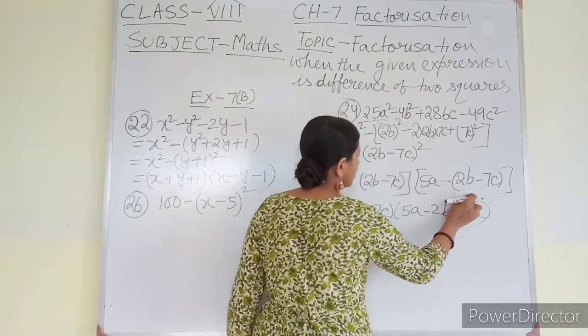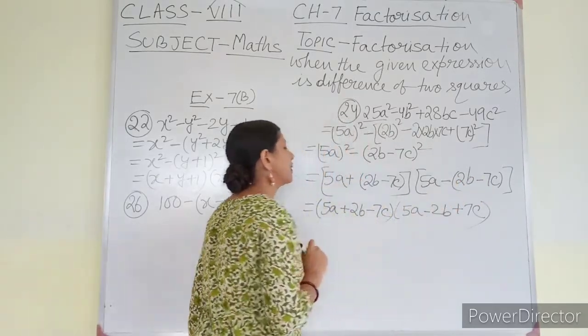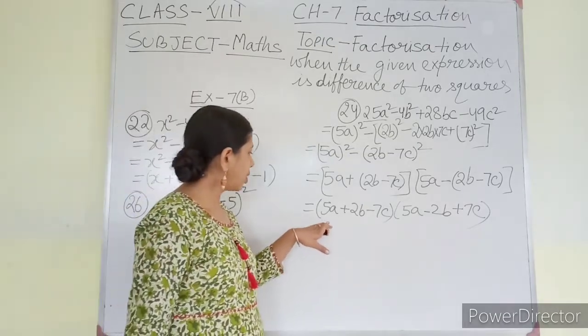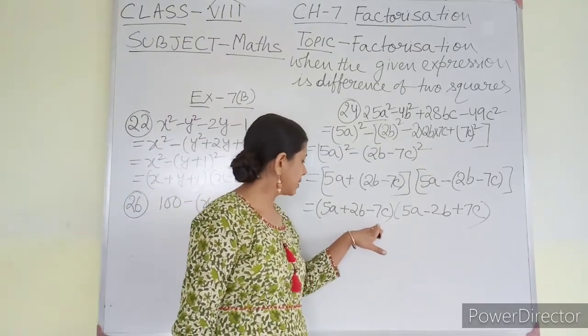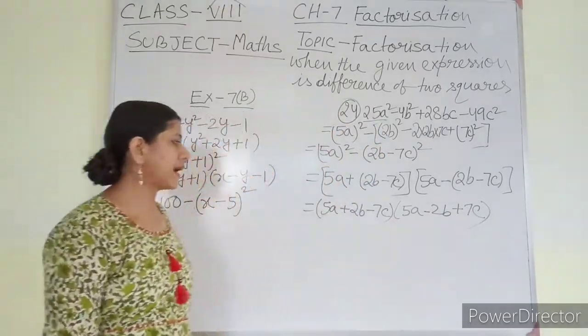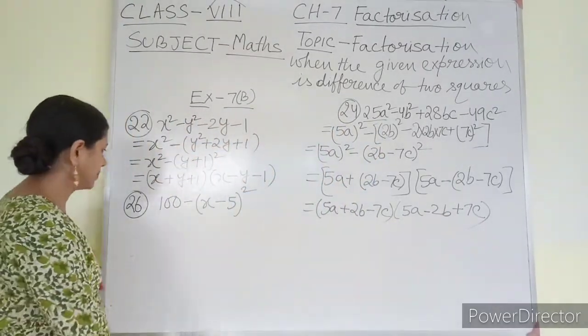Why plus? Minus into minus is plus. If I open the bracket, then this is the answer. So the answer I got is 5a plus 2b minus 7c into 5a minus 2b plus 7c. Two factors I got.